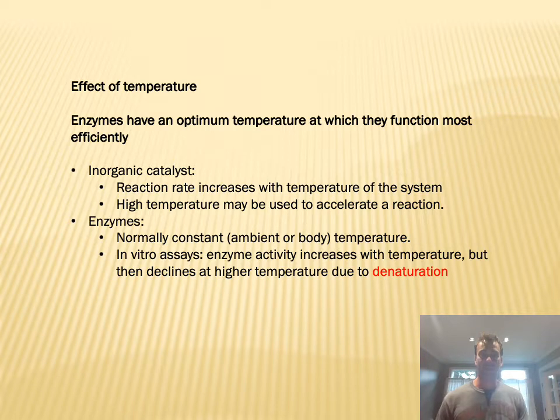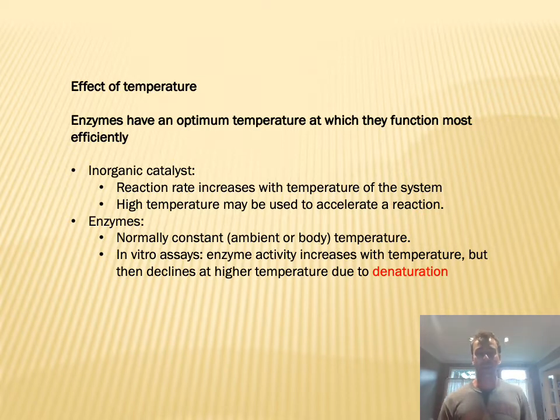For example, the effects of temperature. Enzymes have an optimal temperature at which they function most efficiently. In the case of an inorganic catalyst, for example, a metal helping catalyze a reaction, the reaction rate increases with temperature of the system. So you keep increasing the temperature of your system, the reaction rate keeps going up and up. So you can use very, very high temperature to accelerate your reaction.